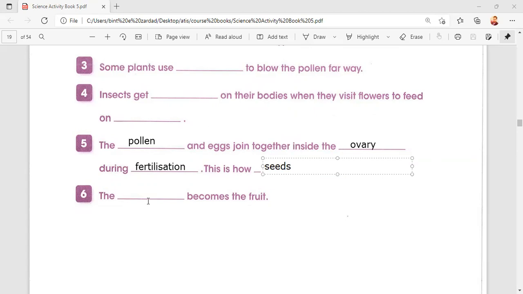The ovary becomes a fruit. Now the parts of the flower change. Petals fall down, other parts finish. The ovary changes into fruit. This is the complete process.